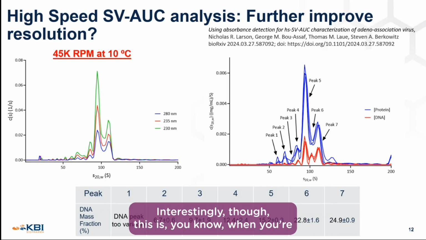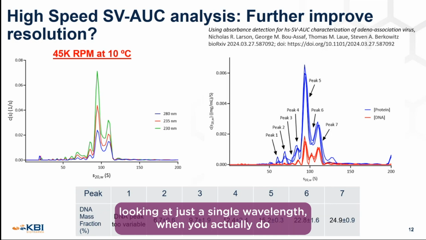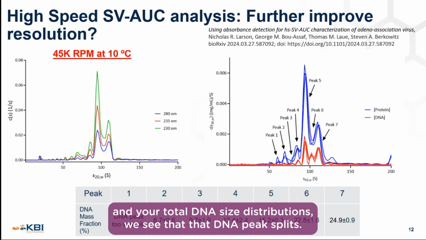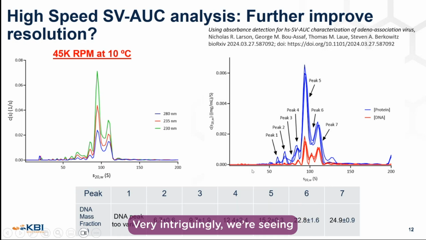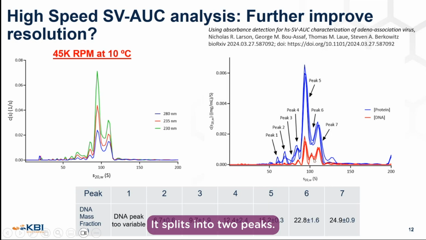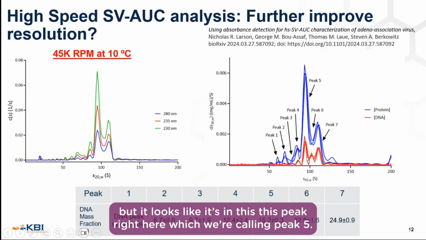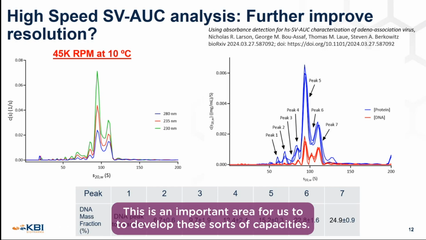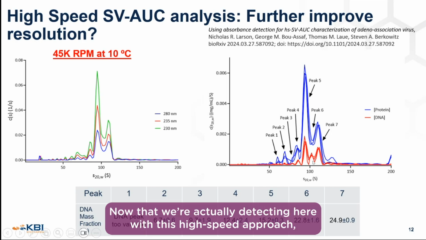Interestingly, when you're looking at just a single wavelength, versus when you do the global fit of these data to generate your total protein and total DNA size distributions, we see that the DNA peak splits. Very intriguingly, from the point of view of the single-strand DNA, this material splits into two peaks. This peak right here, which we're now calling peak 5, corresponds to the single genome packaged into the capsid. And we've got two overpackaged species that we're now detecting with this high-speed approach.